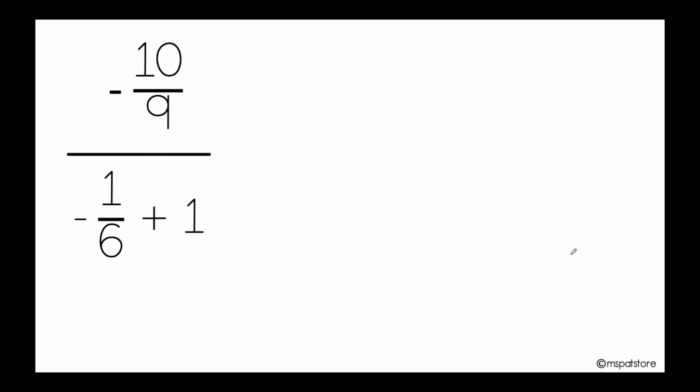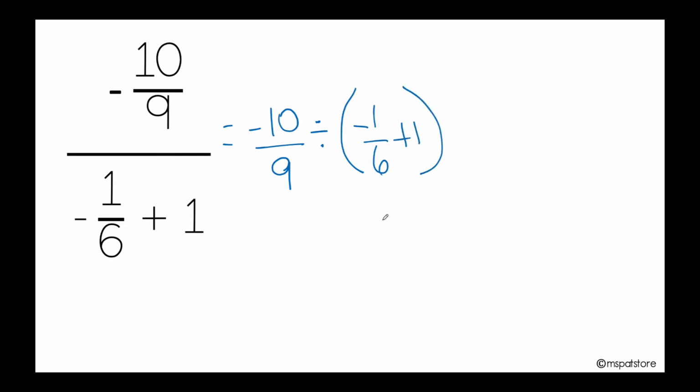Let's try to solve this last exercise. So remember that the first step is that you need to rewrite your complex fraction as a division expression. So let's see. -10 out of 9 divided by, as there's an operation here, I suggest that you put this operation in between parentheses, okay? Parentheses, -1/6 plus 1. Close my parentheses.